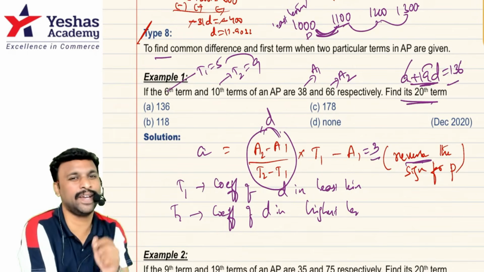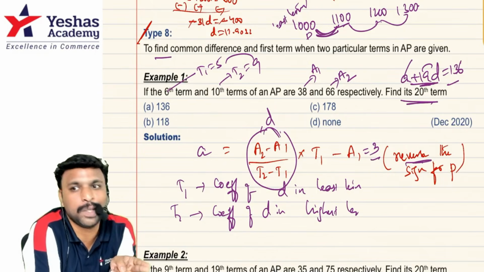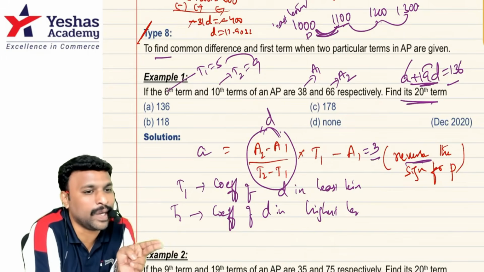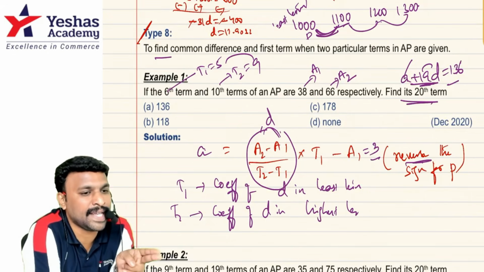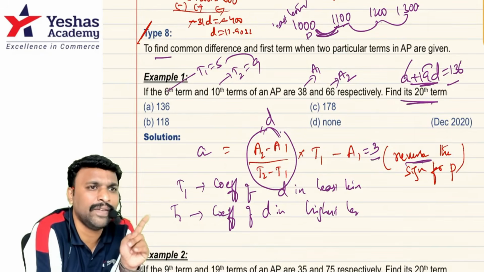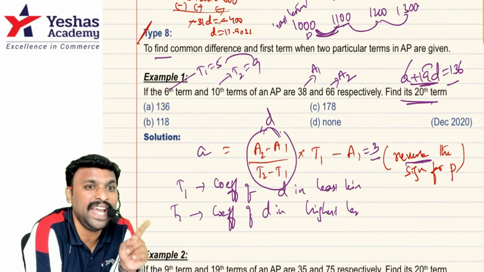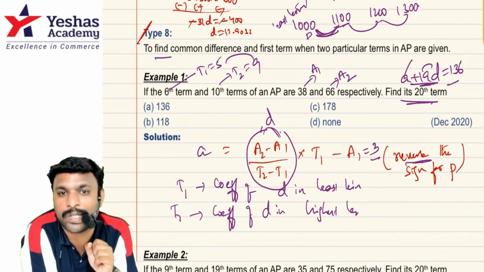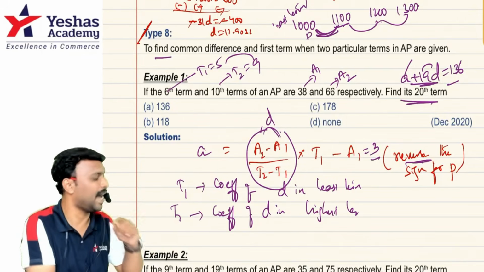Remember, make a note somewhere. The two amounts in SI are the two terms in AP. Have you understood how to find T1, T2 here? T1 and T2 are not the terms directly. T1 and T2 are the coefficients of D in the least and highest terms respectively. Have you noted this? T1 is the coefficient of D in the least term. T2 is the coefficient of D in the highest term.